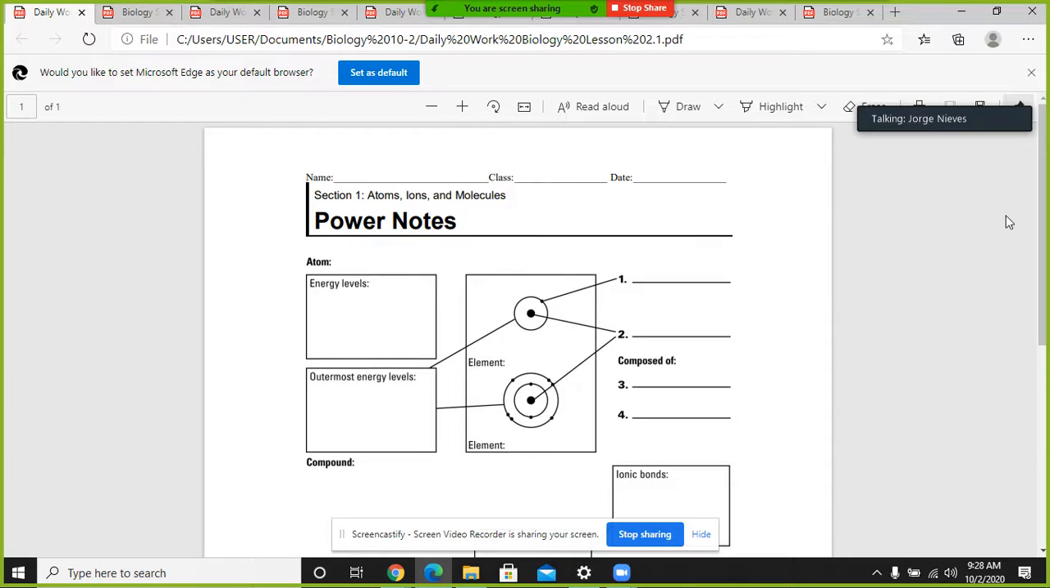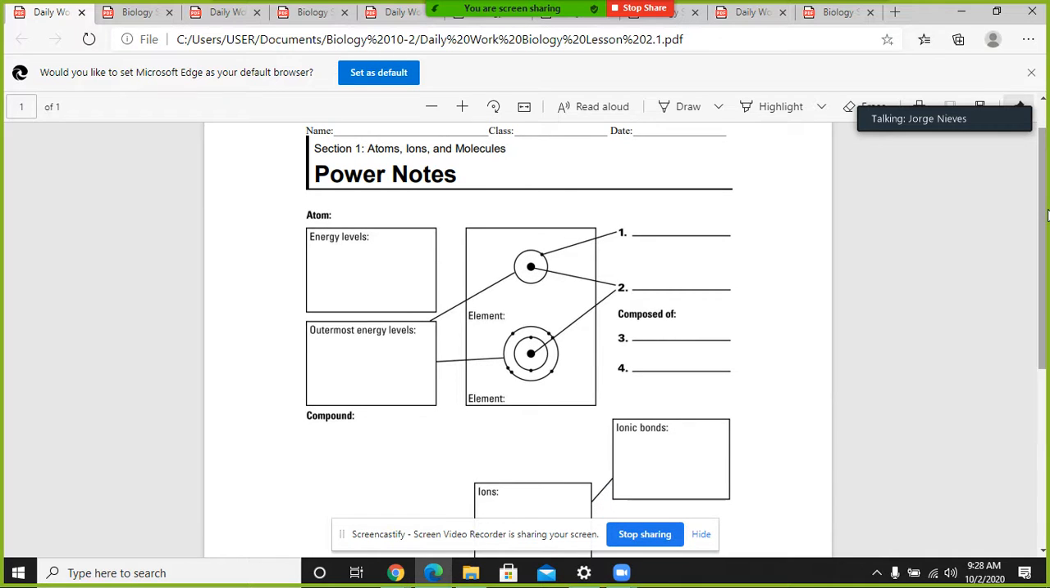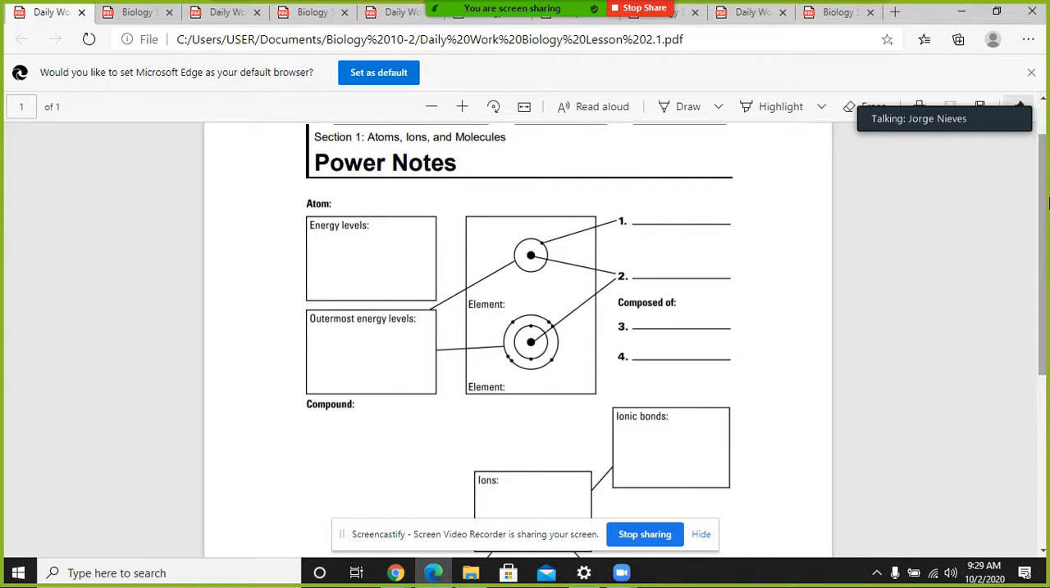Atoms, ions, and molecules. The first thing you have to know is what an atom is. An atom is the smallest basic unit of matter, as we said in section 2.1. What are energy levels then? Energy levels are regions around the nucleus in which electrons are located. We can see that on the diagram.